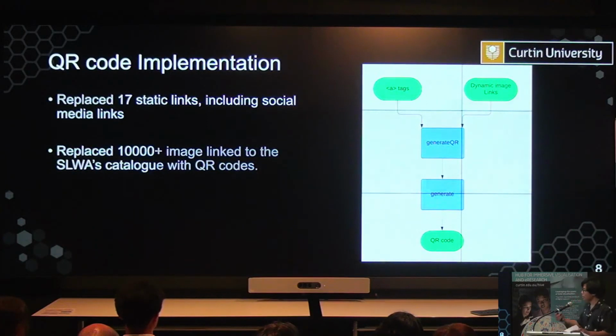Once the QR code is generated, it automatically closes after 20 seconds, and we can always adjust this time, but at the moment we believe that 20 seconds is enough time for the users to take out their device and scan it. And this also ensures uninterrupted execution of other features, such as the features that I'll be talking about later, without affecting the visuals and the overall user experience. So currently we have replaced around 17 static links and more than 10,000 image links that are linked to the state library's catalog.